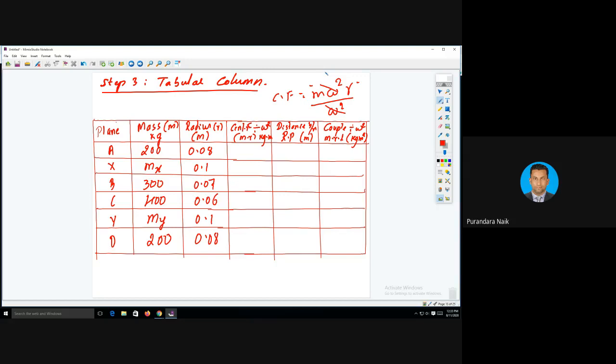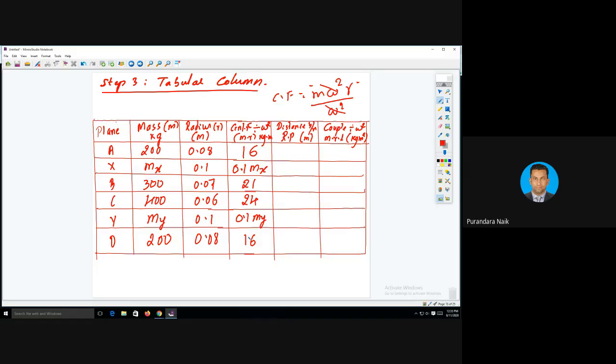So multiply this mass by radius of rotation, so we'll get the answer. If you multiply it, here we'll get 16. Here this is 0.1 into mx. This is 21. This is 24. This is again 0.1 my. Unknown mass is unknown. This is 16.